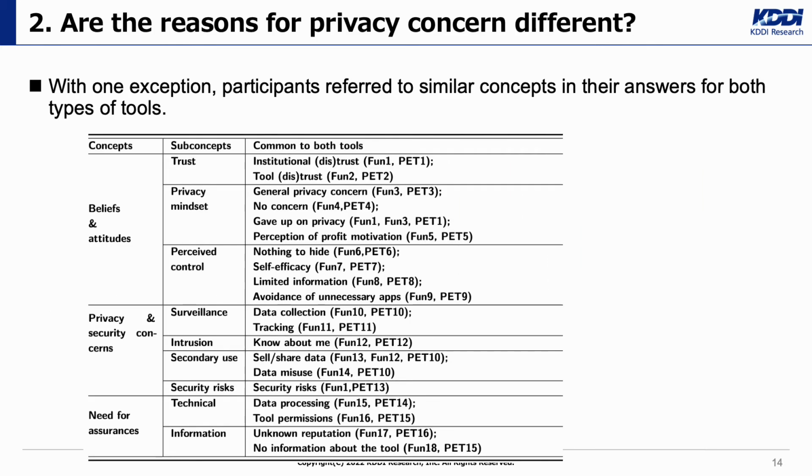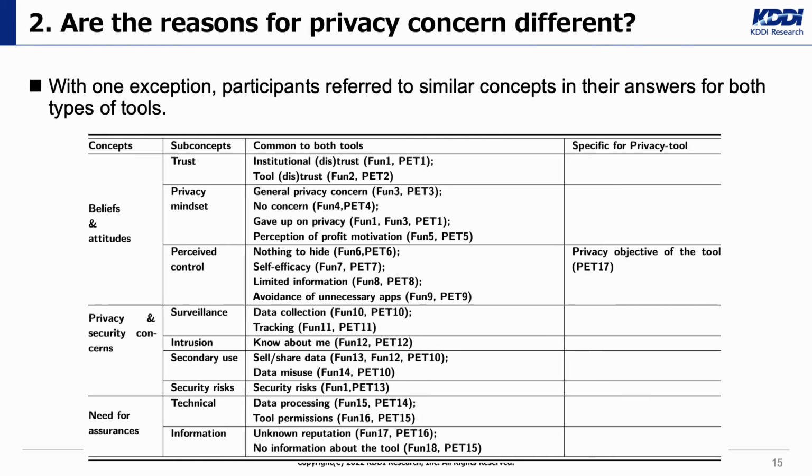On the other hand, we did not identify any differences in the reasons that participants gave for their level of privacy concern. Participants referred to the same reasons for concerns towards the privacy tool as towards the non-privacy tool, such as lack of trust, participants' own mindset towards privacy, how much control the participants feel they have over the app and information they give, concerns about their data being collected, sold, and misused, security risks, how their data would be processed, and a lack of information about the app itself. The one exception were answers that indicated that the privacy objective of the tool was the reason why participants' concern about privacy was not so high, but these types of answers were not frequent.